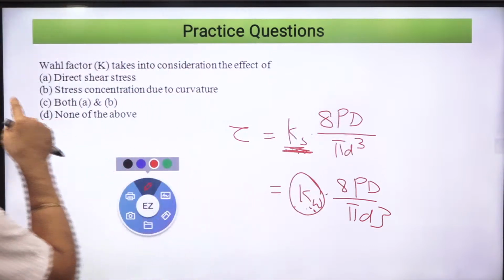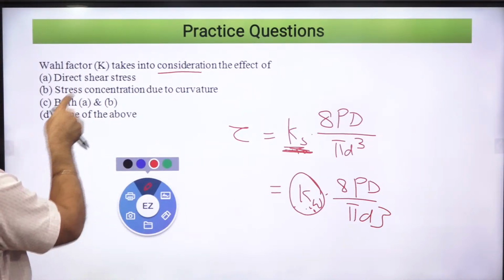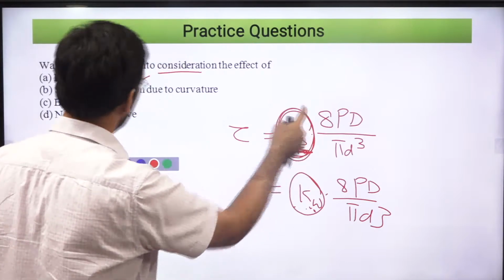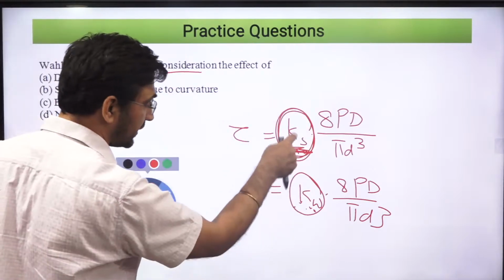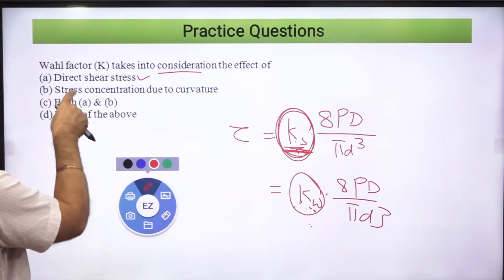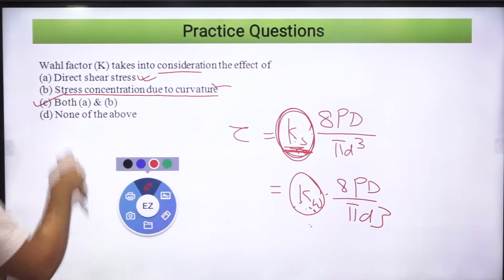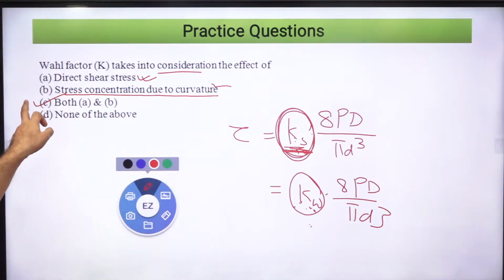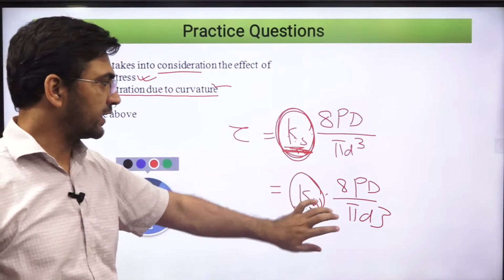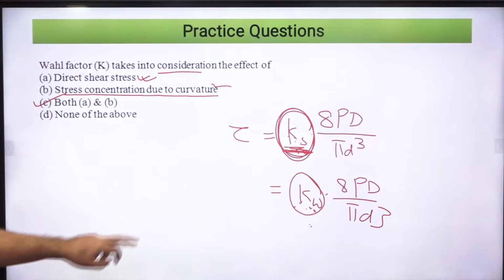So that is why, if you see over here, Wahl factor takes into account direct shear stress and stress concentration factor. This was taking only direct shear stress. So this not only takes direct shear stress, but the stress concentration effect also, or curvature effect also. Stress concentration due to curvature. So basically, Wahl's correction factor takes into account both of these effects. This was replaced by this. This was for direct shear, and in addition to it, he is taking the stress concentration effect, the curvature effect, also into account. Okay.